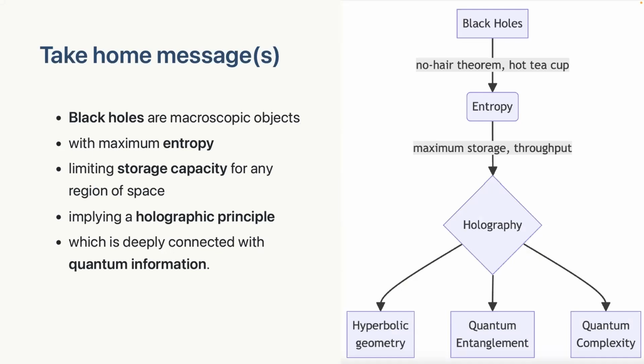And that limits the storage capacity of any region of space. In fact, it's also the maximum throughput, in terms of complexity, for any region of space. Which leads us to a holographic principle, which is then connected to quantum information. So this is the logic. We start with black holes, we find out they have entropy, and then we find out that there's something weird about that entropy in terms of space and time, and that leads us to consider quantum information, and this is where the theoretical research is right now.